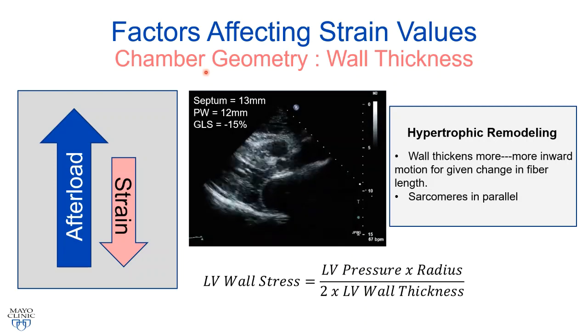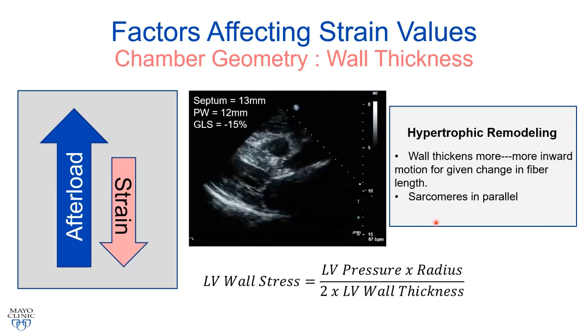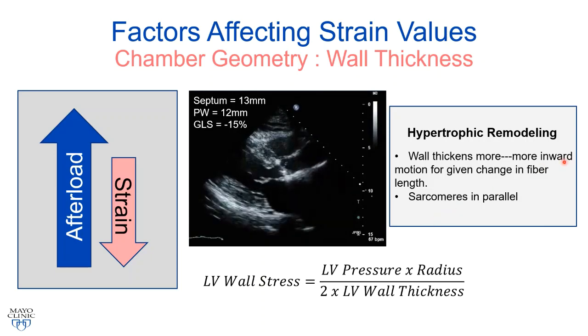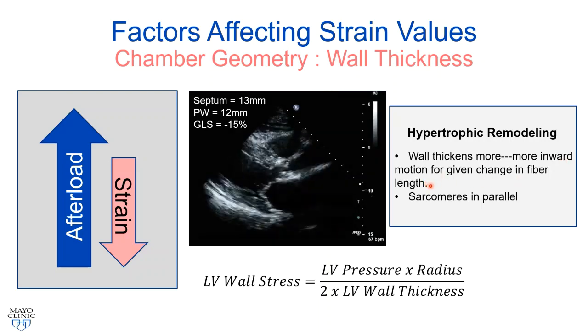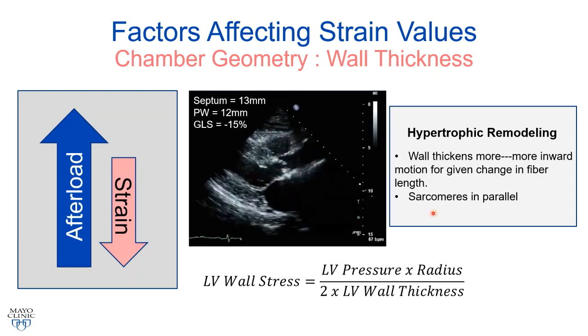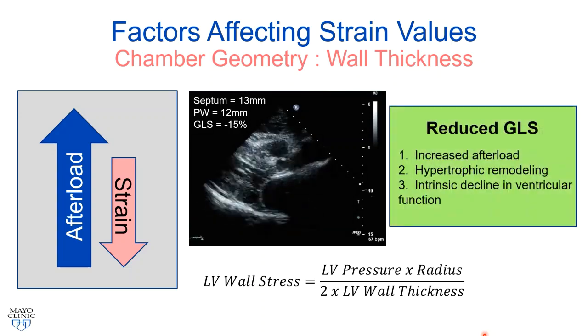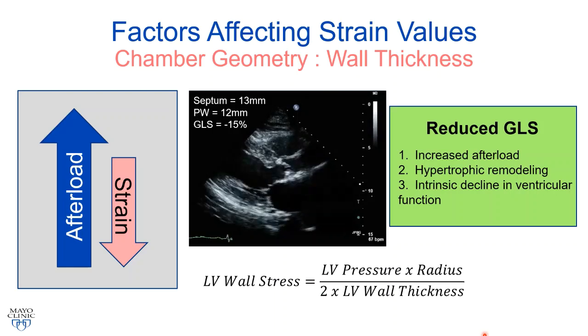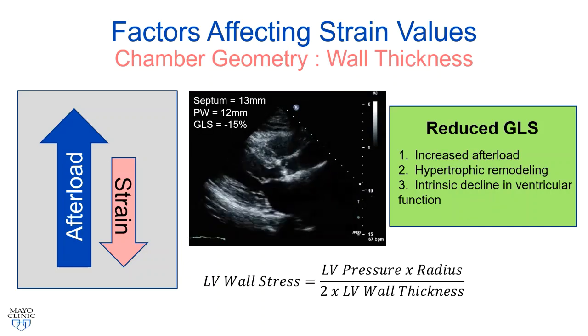Strain is also influenced by chamber geometry. Here's an example of LV wall thickness. With hypertrophic remodeling and the left ventricular walls becoming thickened, there is more inward motion for a given change in fiber length. Therefore, less longitudinal strain is required to eject the same amount of blood. So that when we see, for example, a reduction in global longitudinal strain, it may be due to the increase in afterload, it can be due to hypertrophic remodeling, or it can be due to this intrinsic decline in ventricular function.